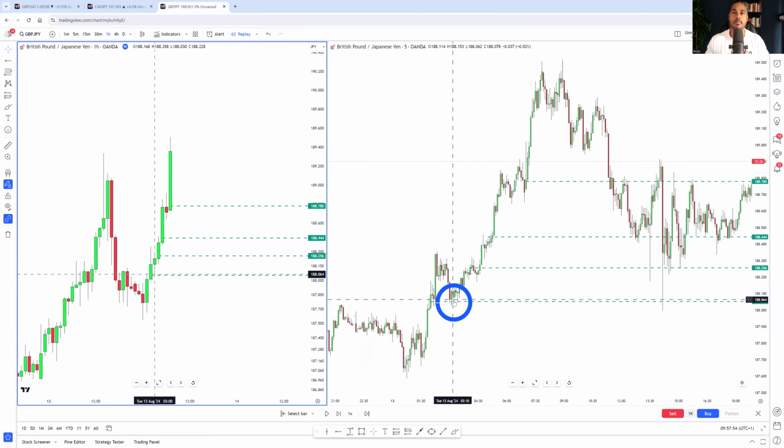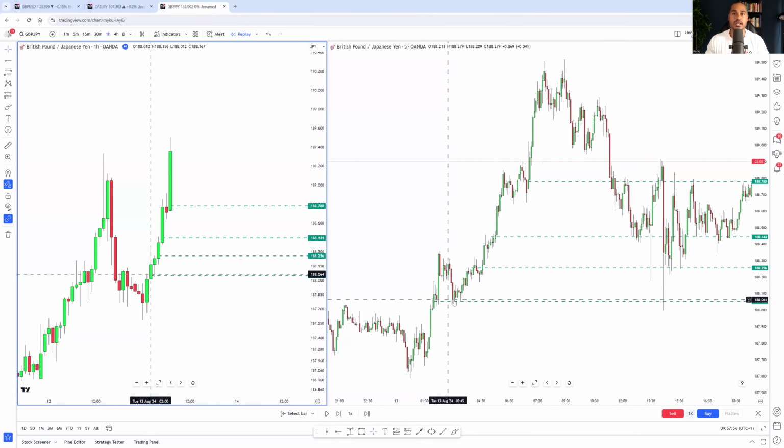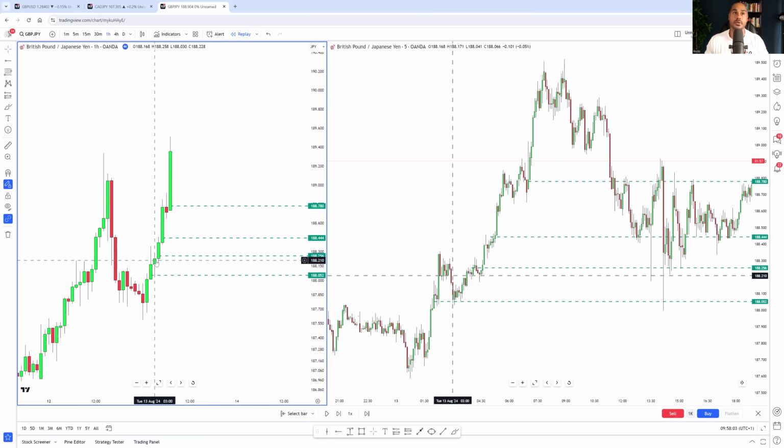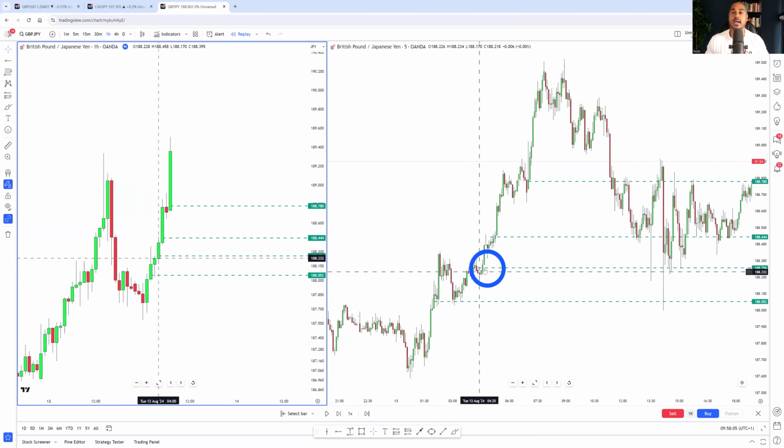What do we see? We see structure of the market making higher highs and higher lows. We've broken out of consolidation, whatever you want to look at here. And you can see here, price has now closed bullish. This is a bullish candle close. Okay. Here you can see on the next hourly candle, price has created a bottom wick.